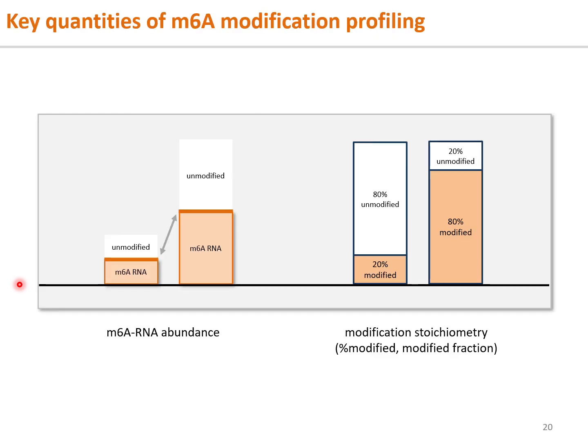For each transcript, it is a pool of unmodified and modified RNA molecules. For each transcript, there are two key measurements of m6A modification: the abundance of m6A modified RNA and the percentage of modified RNA molecules in that transcript. The abundance and the percentage of modification numbers are both important in epitranscriptomic profiling.